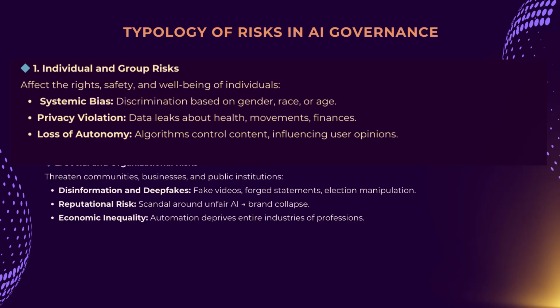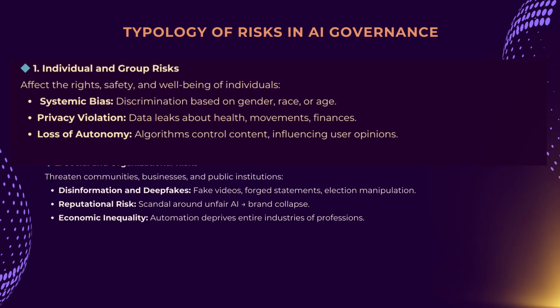This is the very risk where an algorithm unfairly denies a job, a loan, or parole to representatives of a certain race, gender, or social group. The next category is violation of privacy. The risk that your personal, most sensitive data about health, finances, movements will be collected without your knowledge, used for unintended purposes, or, even worse, stolen. This is a direct threat to your personal security and autonomy.